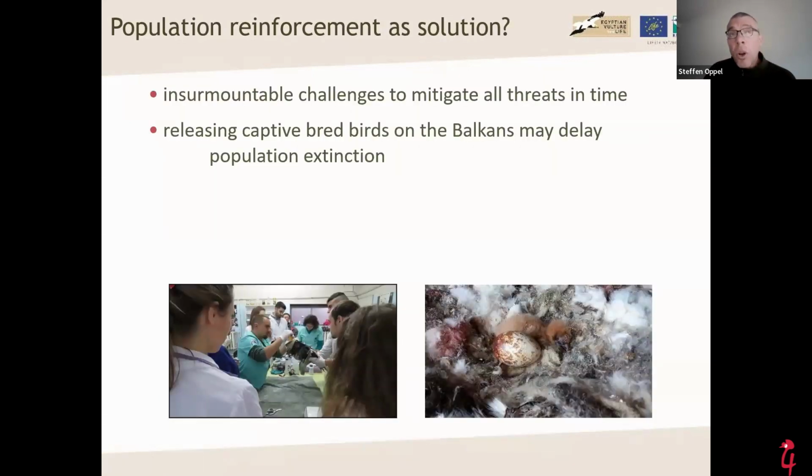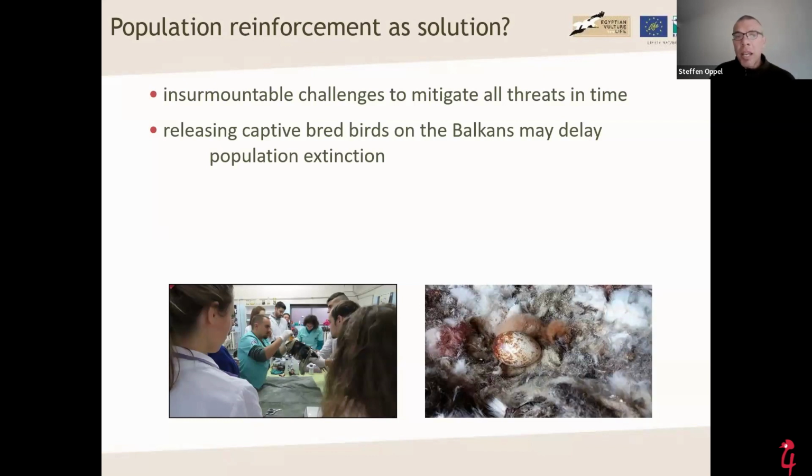So what was our strategy to save the Egyptian vulture on the Balkans before it became extinct? One solution that we thought about was that we could simply reinforce the population. There are so many challenges in trying to reduce poisoning, electrocution, and direct persecution. We're not able to turn off all these threats within a few years. So we needed more time.